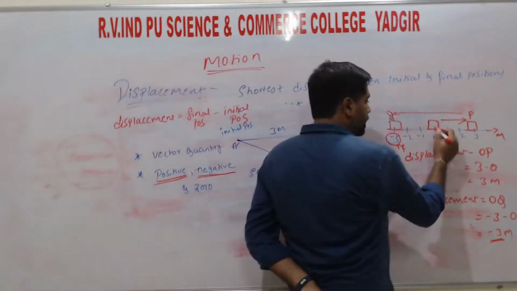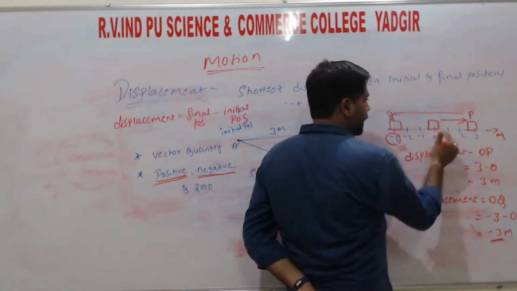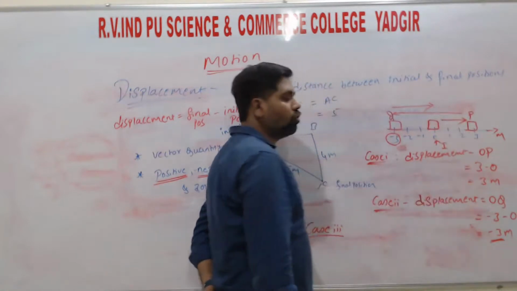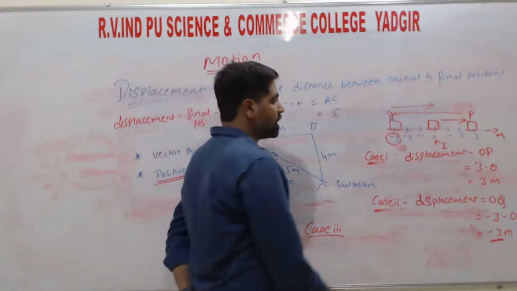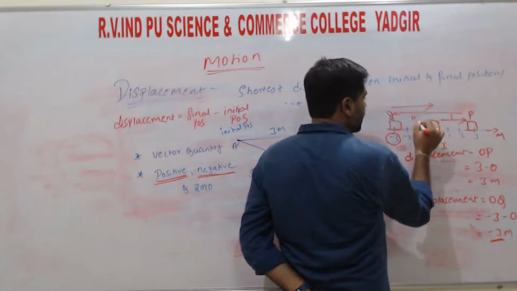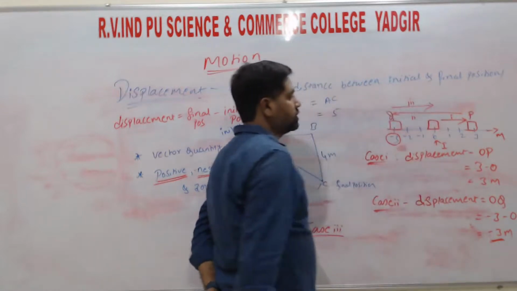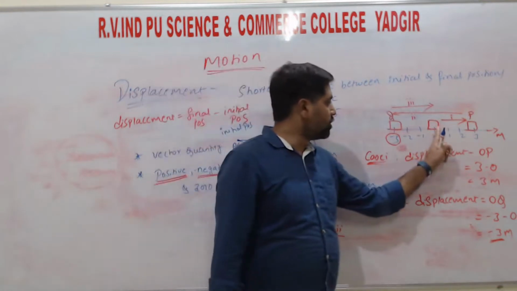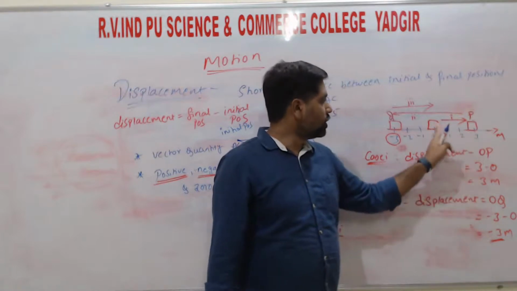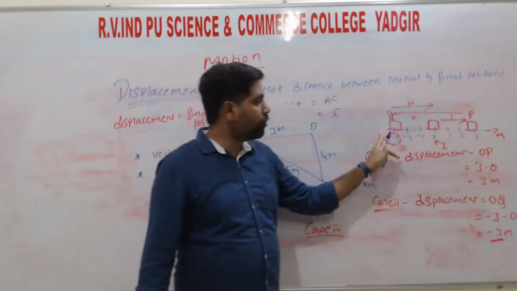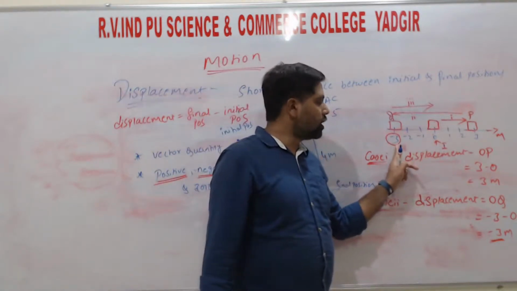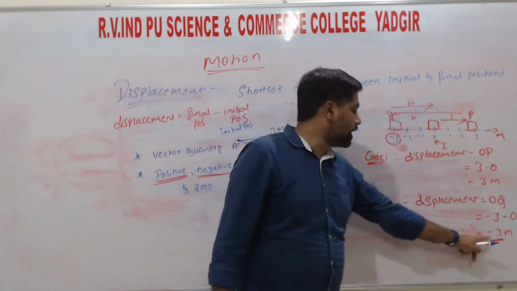So the initial point is O, it starts from O, travels to P, then travels to Q, and from Q it comes back to O, right? So it starts from O itself. So this is the first case, then here we have the second case, and here we have the third case. In the first case it covers O to P. In the second case it travels from O to P and then from P to Q, so the initial point is O and the final point is Q. Minus 3 minus 0 we get minus 3.